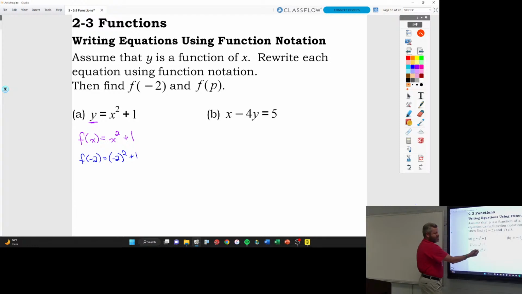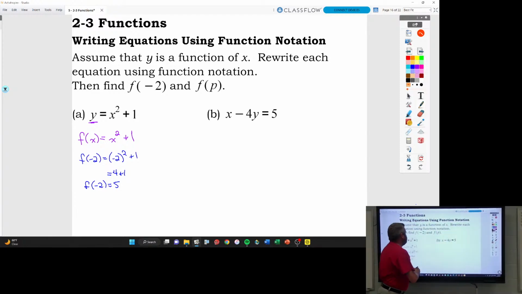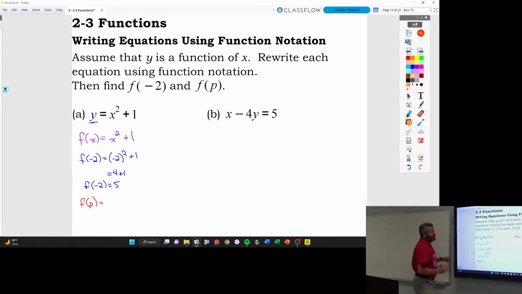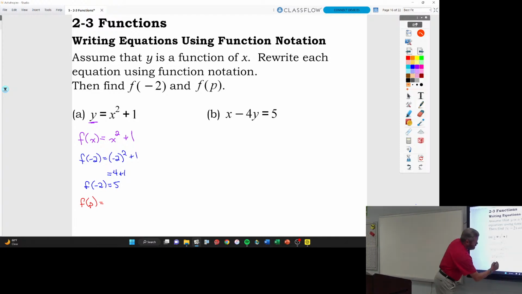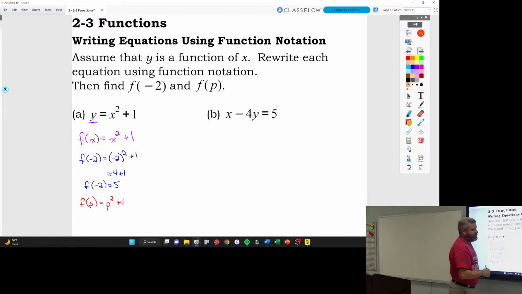Negative 2 squared, that's negative 2 times negative 2, which is 4. So f of negative 2 is 5. F of p, well, all I'm going to do is replace the x with a p, and there's no math that I can do with that, so I'm just going to change the x's to p's and get p squared plus 1. And I can't do anything with that.